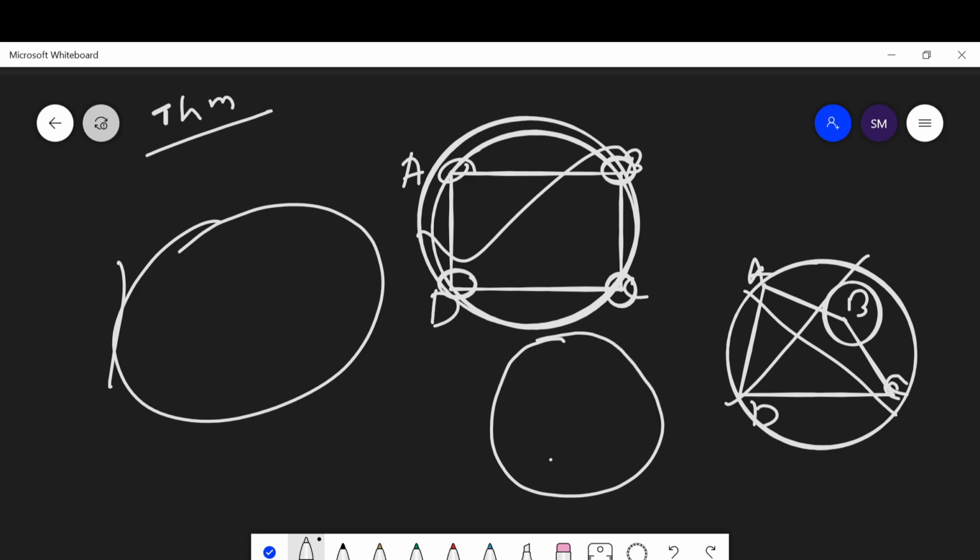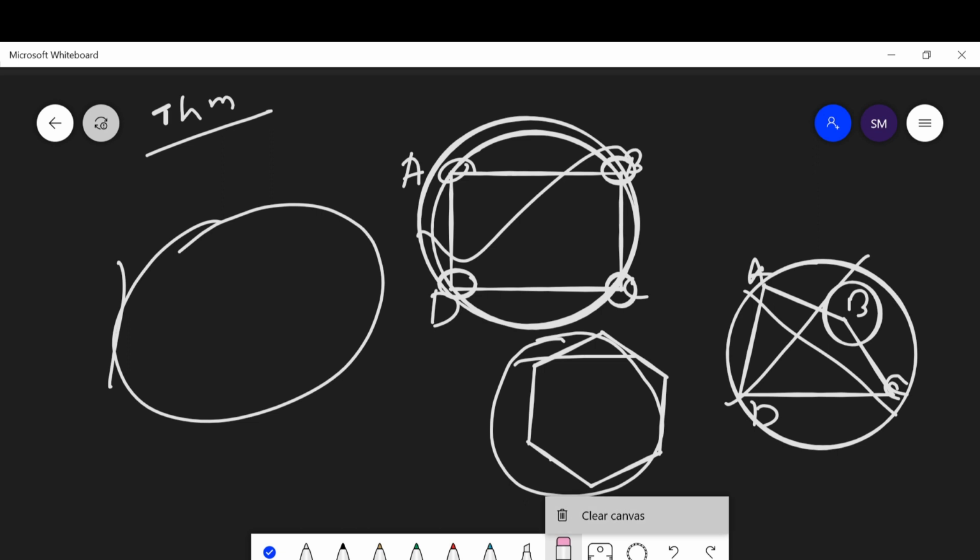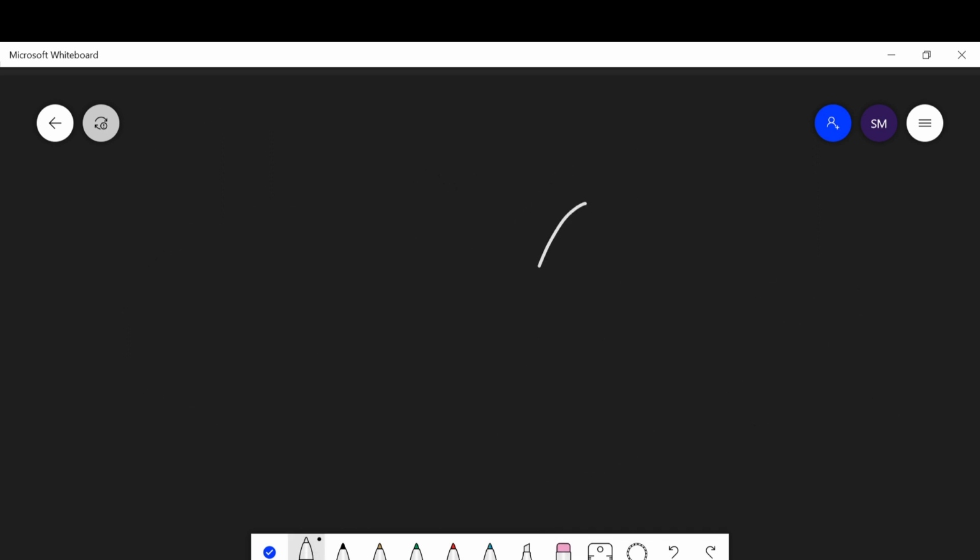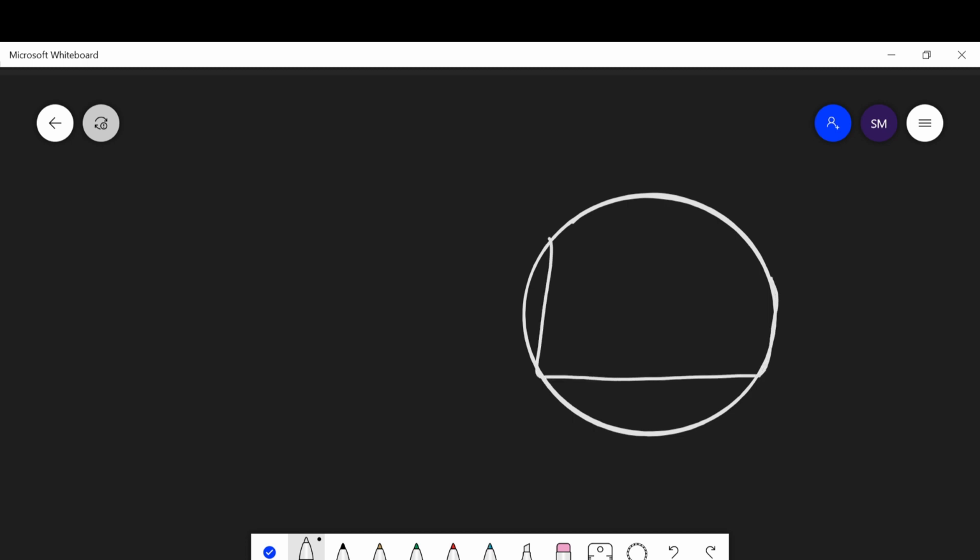Suppose C is the circle and ABCD is a quadrilateral whose all four vertices lie on the circle. It is said to be a cyclic quadrilateral. Here ABCD is called a cyclic quadrilateral because all four vertices lie on the circle. Then let us discuss what the theorem says.